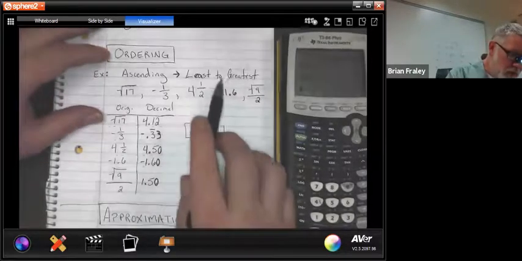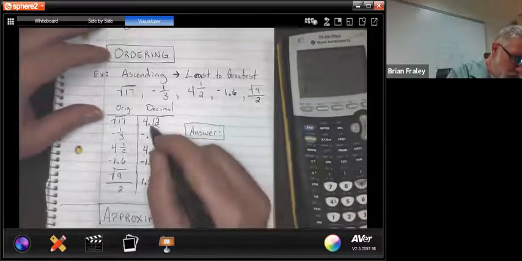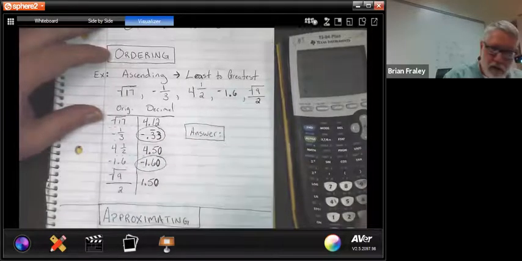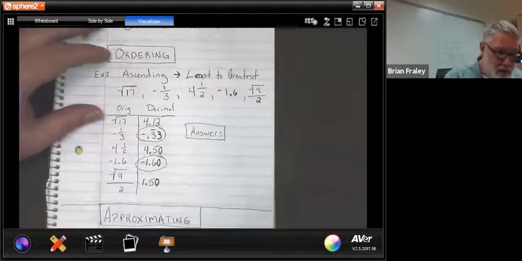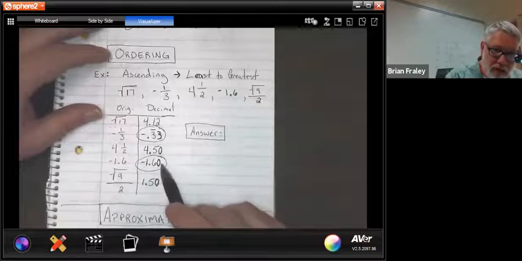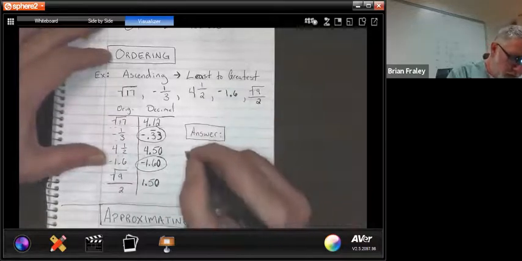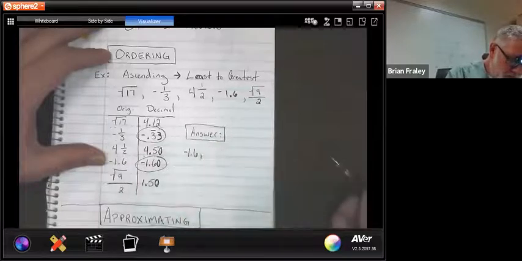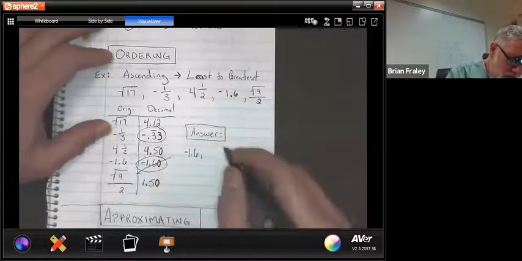So if I want to start with the smallest numbers, you know the smallest numbers are always going to be your negative numbers. And we need to be real careful because the smallest negative doesn't look the smallest. The smallest negative looks like the largest number. So that's negative 1.6. Then after that is negative 1/3.